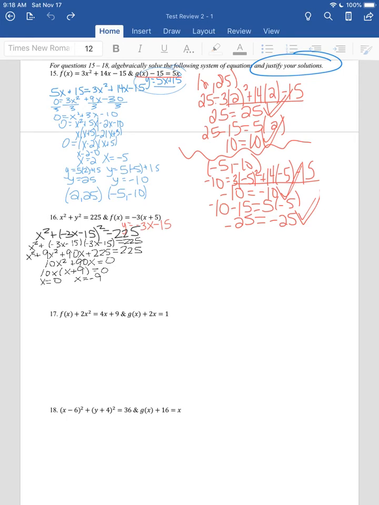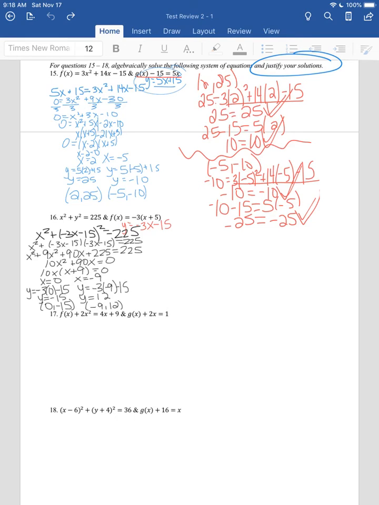I'm going to plug it into the linear. So y equals negative 3x minus 15. This gives me y equals negative 15. So this point is (0, -15). And on this side, y equals negative 3x minus 15. 27 minus 15 gives me 12. So (-9, 12). Now I have to plug both points into both equations to make sure that they work.